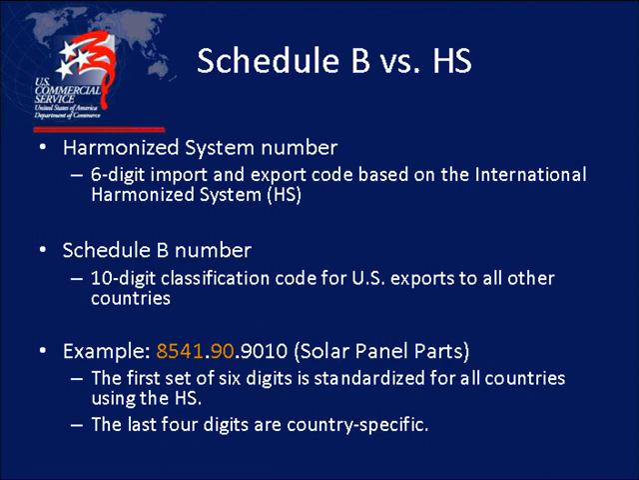Okay, first it's important to understand the difference between Schedule B and HS, or the harmonized system. The harmonized system number is a 6-digit import and export code based on the International Harmonized System, HS for short. Schedule B is a 10-digit classification code for U.S. exports to all other countries. There's an example in the third bullet. We're going to be using the example of solar panel parts, and there is its number.